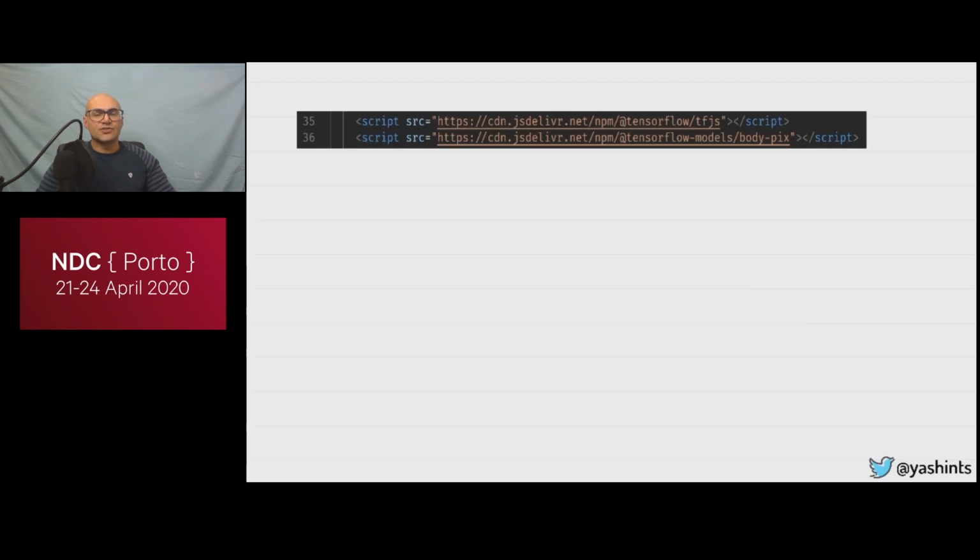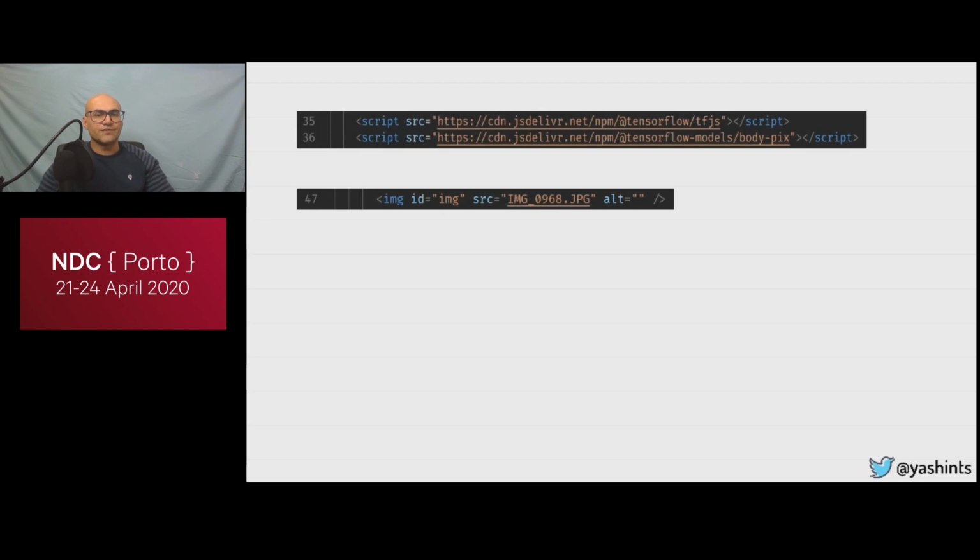Now, it's really easy to get started. In this slide, we're going to go through BodyPix, which is used for body segmentation. I just want to show you how easy it is to get one of these applications up and running in no time. The first thing you need to do is bring in the TensorFlow.js library from a CDN, or you could install it using npm. Once you've done that, you need to bring in your preferred model. In this case, we are bringing in BodyPix.